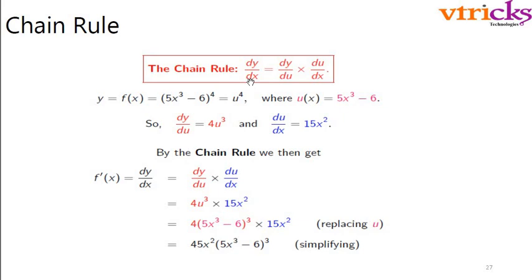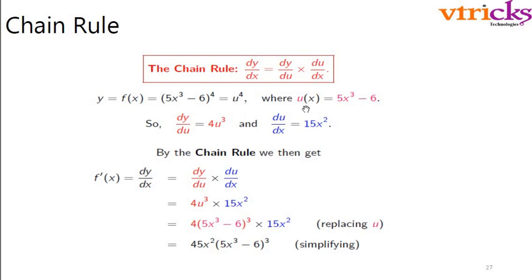dy by dx is equal to dy by du into du by dx. So we get y is f of x, the same function we are using. We substitute 5x cube minus 6 is equal to u. So y becomes u to the power 4. Now I can differentiate y with respect to u. So we get dy by du, and apply your power law. 4 is n, so 4 u to the power n minus 1, that is 4 minus 1. We get dy by du is 4u cube.